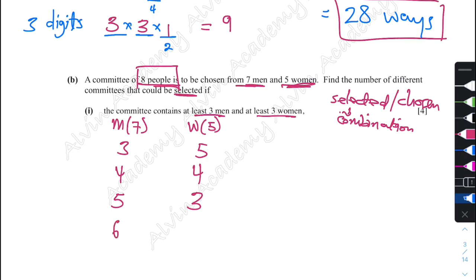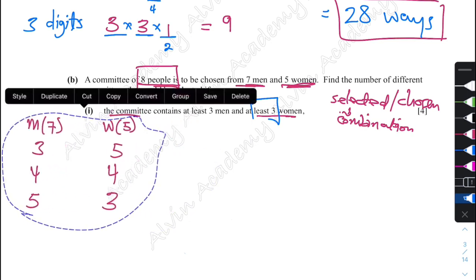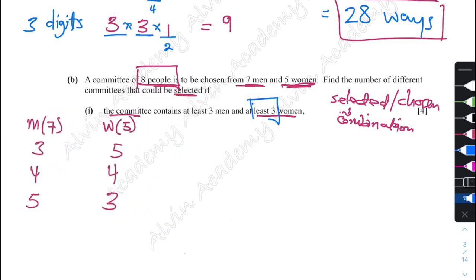If we go to 5 men, then the women must decrease to what? 3. You can't go to 6 men. That will give you 2 women. You understand? But we want at least what? 3 women. So this will make it invalid. That is wrong. So that means that we end here, because you cannot even go to 7 men and go with 1 woman. That is basically wrong. So you just look at the constraints that they are telling you, and then you work with it accordingly.